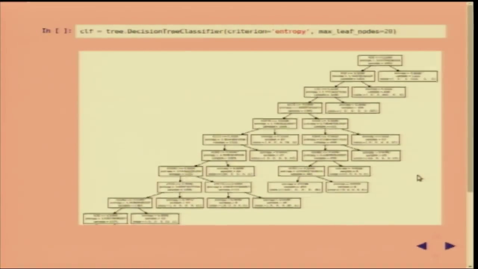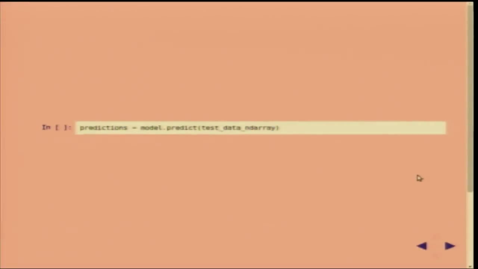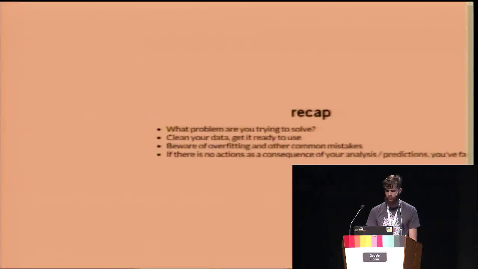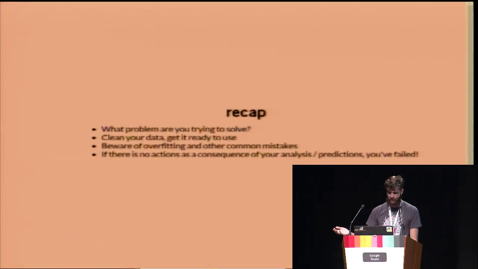And then you got a much simpler decision tree, which you can read and try to see if it makes sense. Because you can make a prediction very easily, also in only one line, with your test data and see actually how it works out. And that's it, the recap.